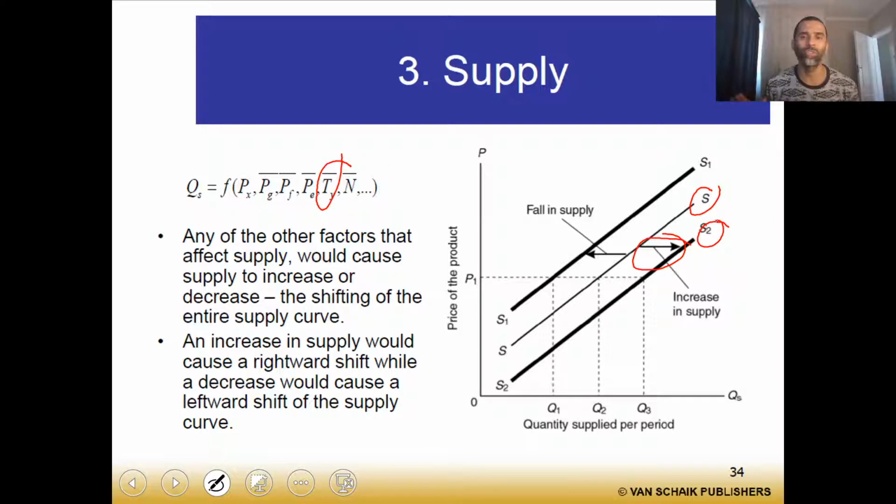A change in any factor that influences supply in a positive way will result in a rightward shift of supply. Conversely, a change in any factor that influences supply in a negative way will result in a leftward shift of supply.